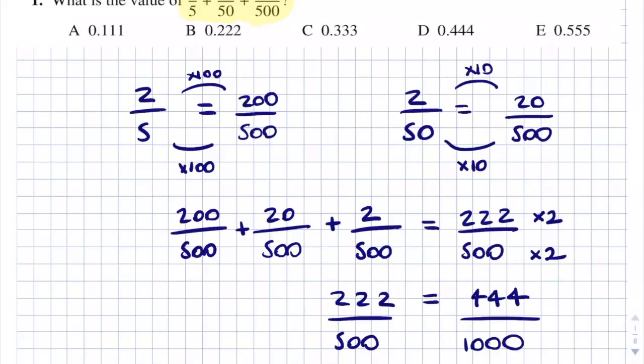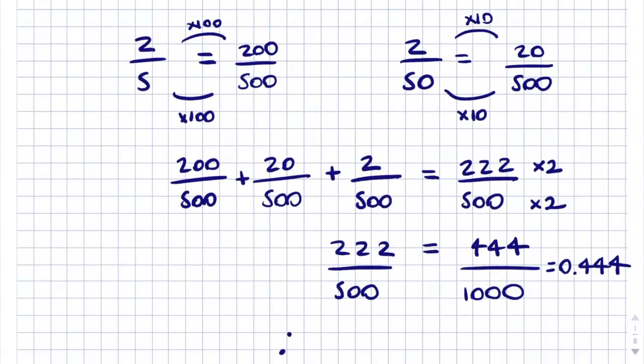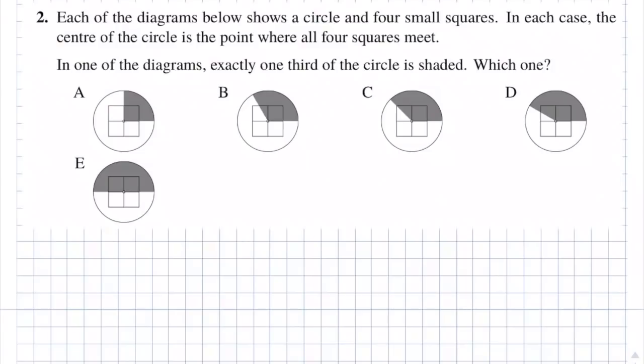And as a decimal, we're going to get 0.444. And that is answer D. So therefore, the final answer is D.